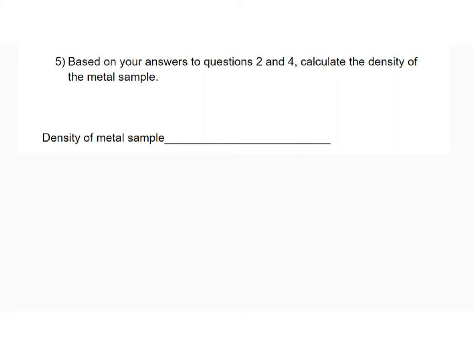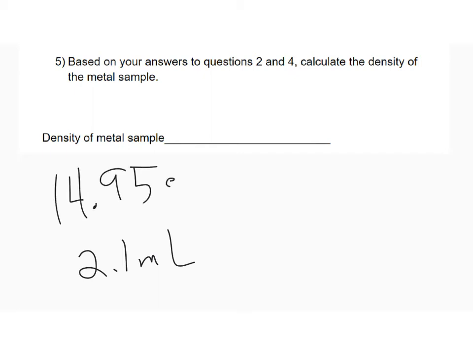Okay, so now we have figured out the volume of the metal, which we calculated in the last question. We said it was 2.1 milliliters. In the first couple of measurements, we determined that the mass of the sample was 14.95 grams. Well, the formula for density is density equals mass divided by volume. So I've got the mass, I've got the volume, now all I have to do is divide.